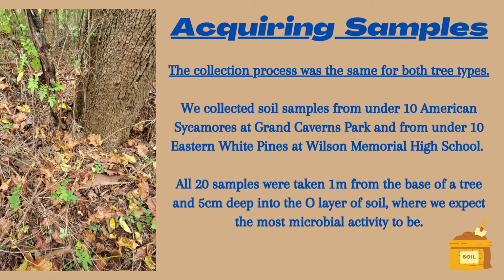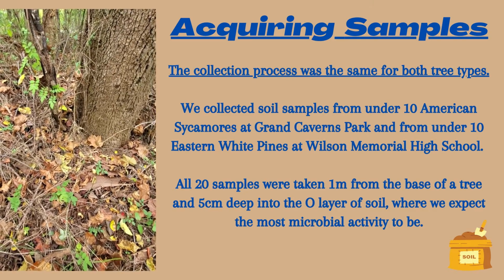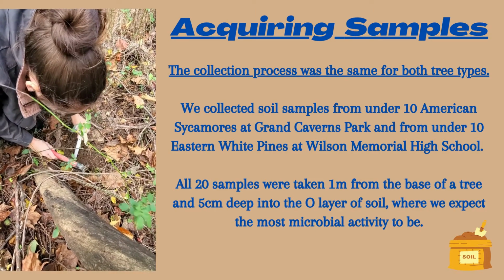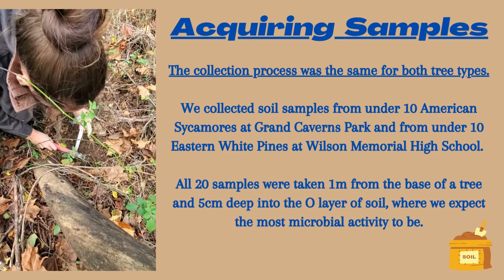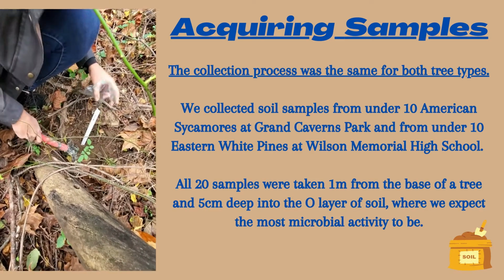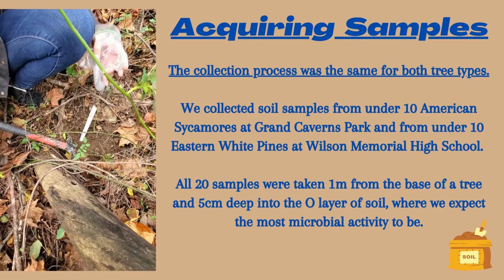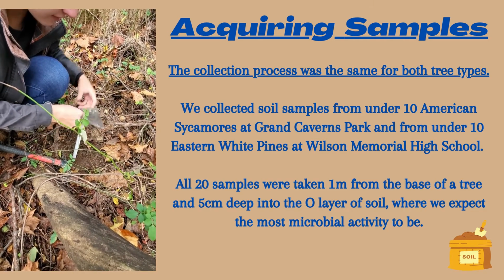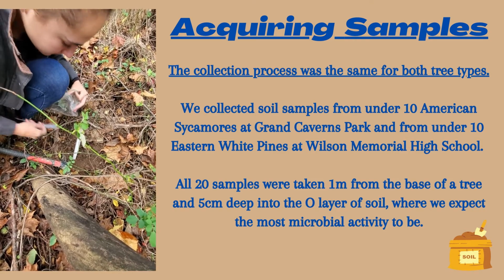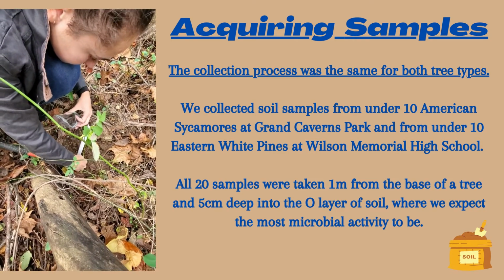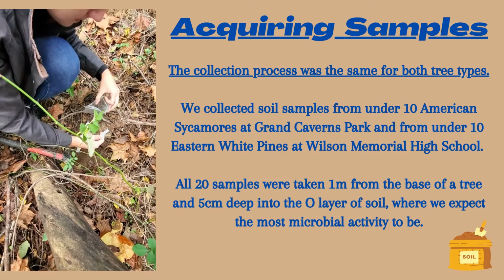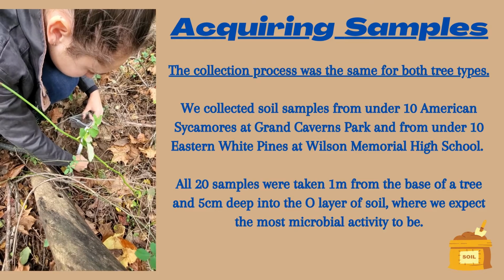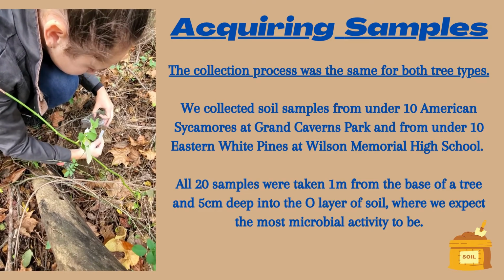For each sycamore, we're measuring 1 meter out from the base of the tree. After we clear the leaves from the area, we're going to measure 5 centimeters into the ground to make sure we get our samples from the O layer of soil. We have a plastic bag for each sample and a teaspoon measurer. We're going to collect 5 teaspoons of each sample, which translates to about 25 milliliters, and then close up our baggie and be done.